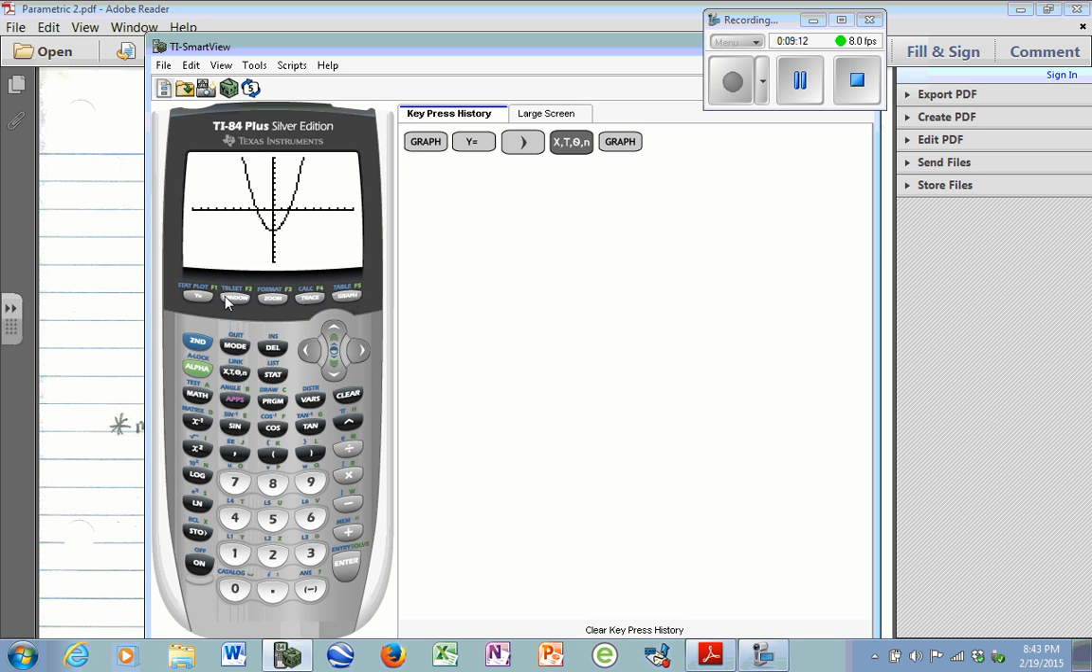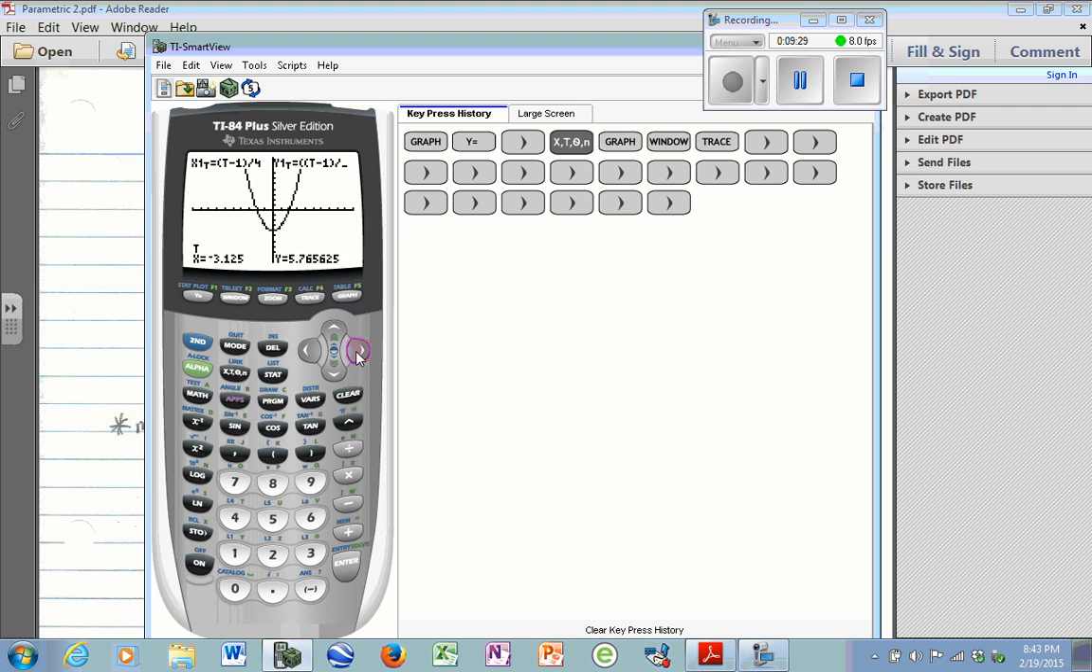And I had to fiddle with the window here too. I had to make the time go bigger, because when I had it on the same window as the other one, it just gave me a little itty bitty piece of the thing. I want to see the whole thing, so there we go. When I hit trace, look, it takes forever to come around.